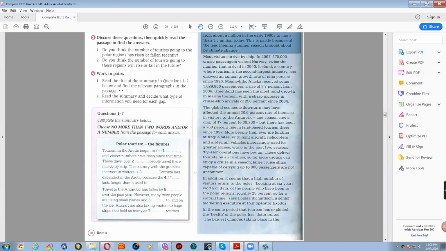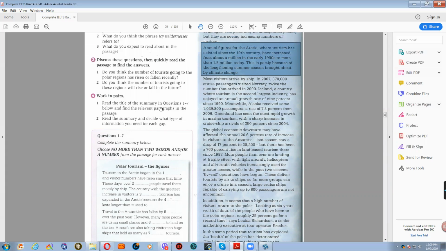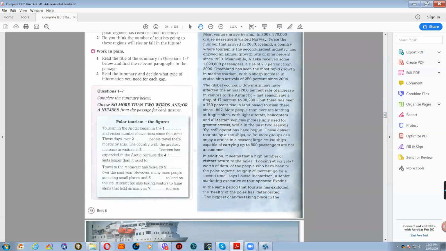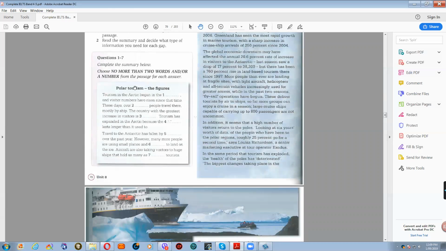Read the title of the summary. In questions 1 to 7 below, find the relevant paragraphs in the passage. Read the summary and decide what type of information you need for each gap. Two words and/or a number. So what do we think we need here? Tourism in the Arctic began in the... What sort of answer do we need? A number. A year, or a century or a decade.